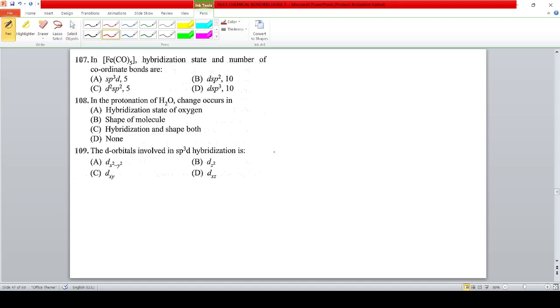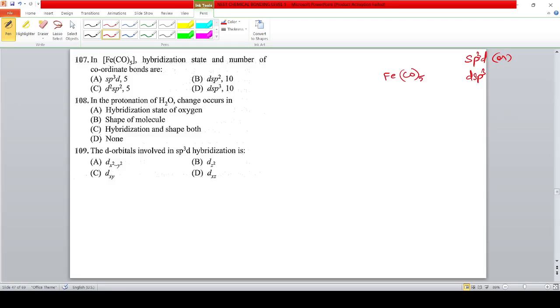107. In Fe(CO)5, the hybridized state and the number of coordinate bonds. See here, iron. Iron is accepting 5 pairs of electrons from CO. So it should be sp3d or dsp3, which is exactly correct.